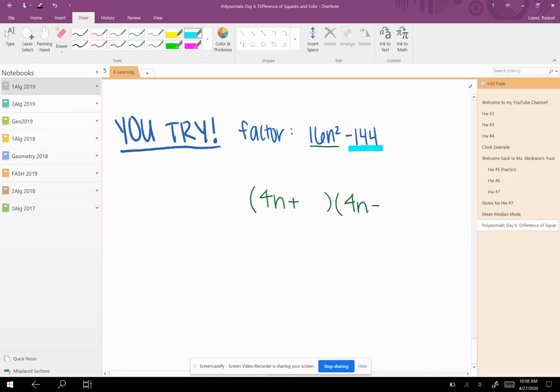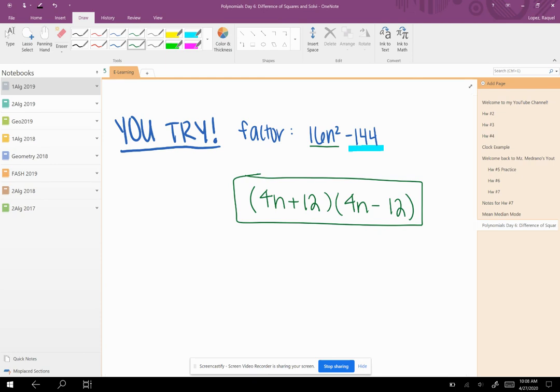And then you should have asked yourself, is 144 a perfect square number? And the answer is yes. And then, am I taking a difference? Am I subtracting them? The answer is yes. So I can go ahead and factor that. So I have 4n plus 12 and 4n minus 12. And that is your solution, and you have factored it. You could factor that more, but I don't really want to right now just because I want to keep the focus of this video on difference of squares. That's pretty much all I have for you today.